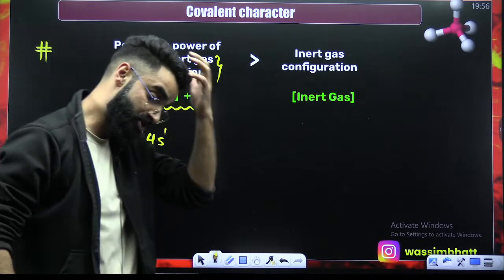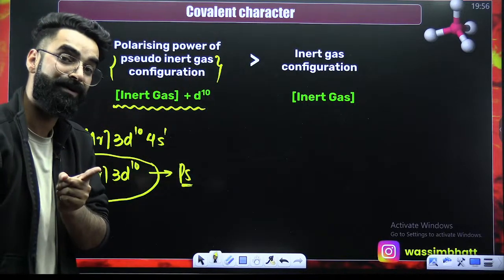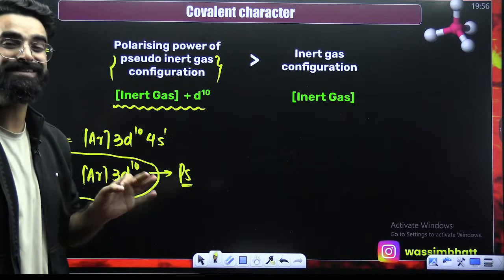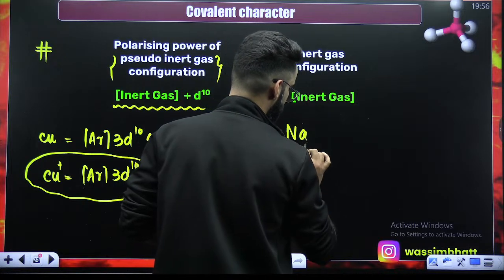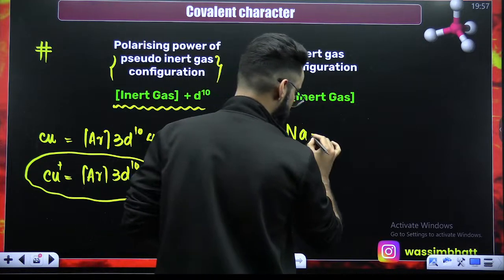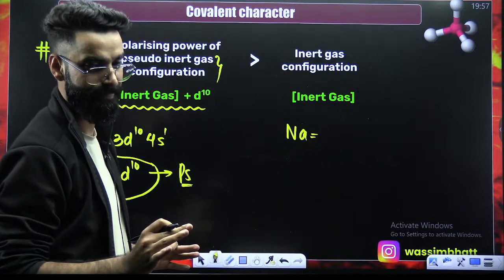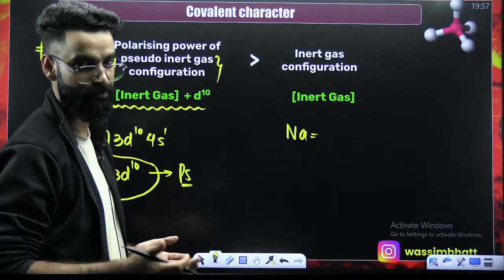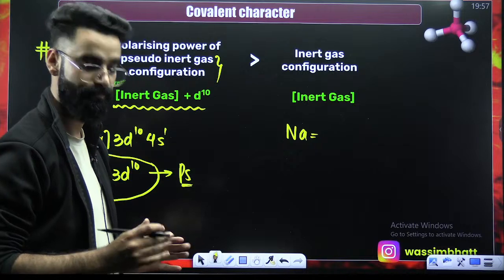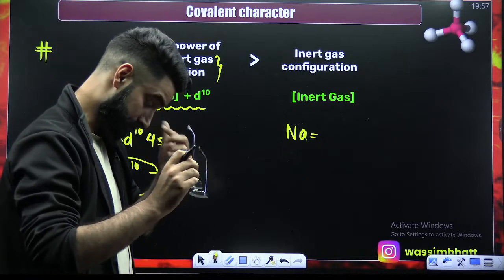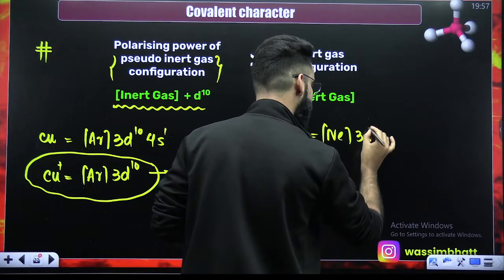And a cation which has got pseudo inert gas configuration has got more polarizing power than that particular cation which has got exactly inert gas configuration. For example, let's say you have got sodium. What is the configuration of sodium? Can you let me know in the chats quickly? Sodium, 3s1 outermost configuration, right? So I'll be writing neon followed by 3s1.